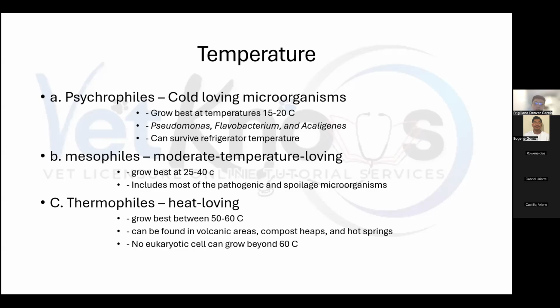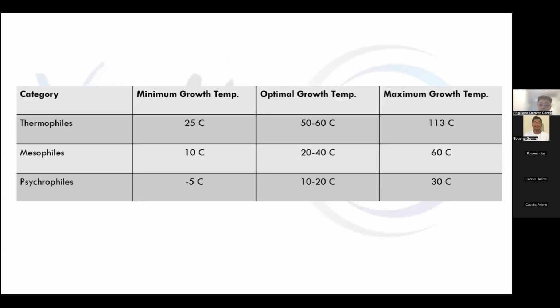Then thermophiles, heat-loving microorganisms, usually only archaeobacteria survive. So no eukaryotic cells can grow beyond 60 degrees Celsius. However, archaeobacteria can. Please take note of their minimum growth temperatures, since these may come out in exams, and their maximum growth temperatures.